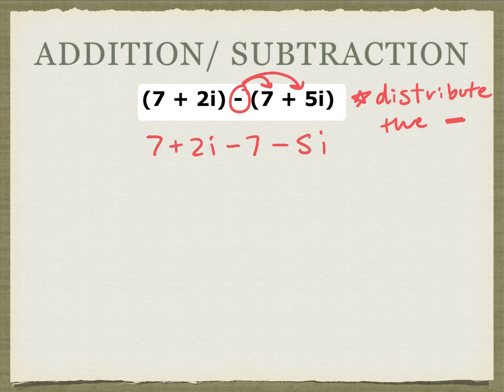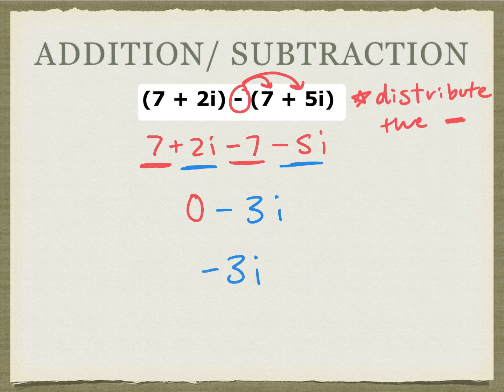So start with the real numbers. So we have 7. What's 7 minus 7? 0. So if it's 0, you can write it, but you don't need to. And then we do the imaginary numbers. So what's 2i minus 5i? -3i. So this would just be -3i because we don't need to write the 0.